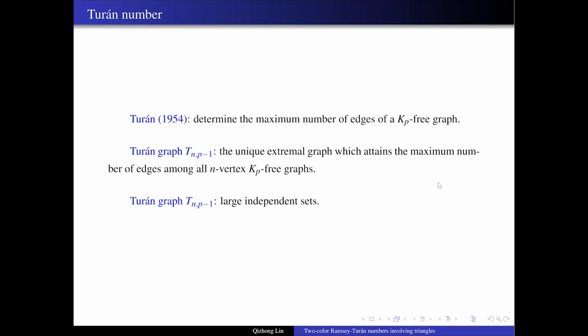We know that the Turán graph has very large independent sets, of size roughly linear in n. So it is natural to ask for the maximum number of edges without a large independent set. And this leads to the study of Ramsey-Turán type problems mentioned by Erdős and Sós.